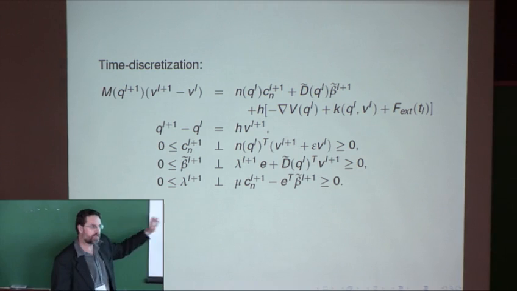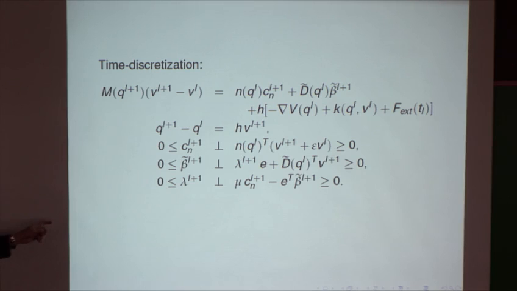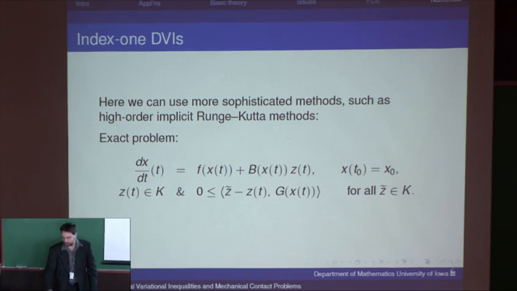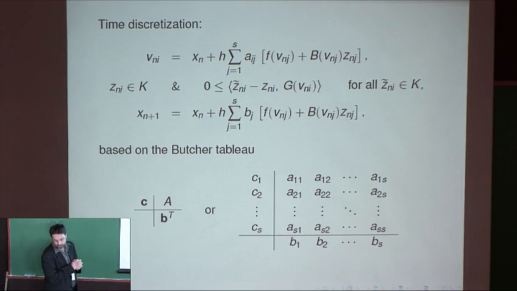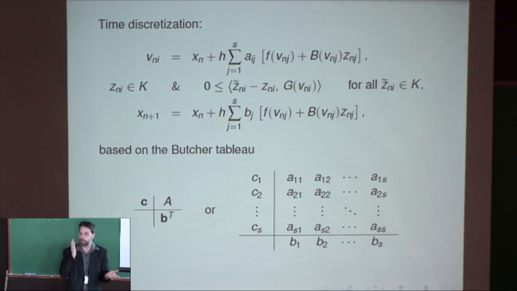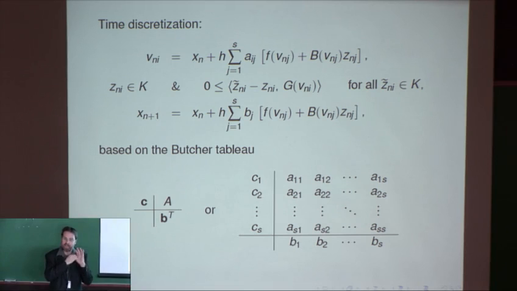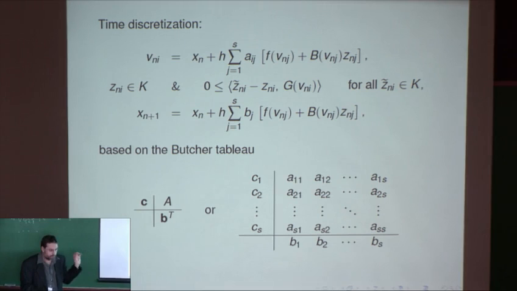There's a big paper in the Archive for Rational Mechanics and Analysis where I have the proof of convergence of this, which is a monster 40-page paper. Index 1 DAEs. Now, these are a little bit easier to work with. And I just want to basically finish up with this. You can do a time discretization using Runge-Kutta methods. For these, the Runge-Kutta methods aren't just any Runge-Kutta methods. They have to be implicit. They have some fairly strong properties. But we can apply Runge-Kutta methods to these, and as long as the solution is smooth, these will give high order accuracy.